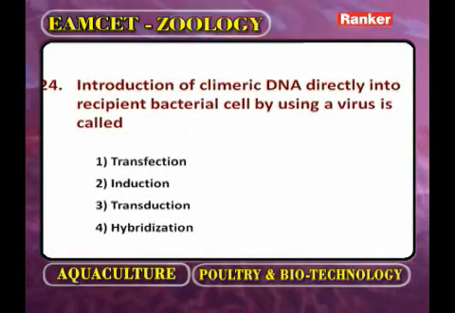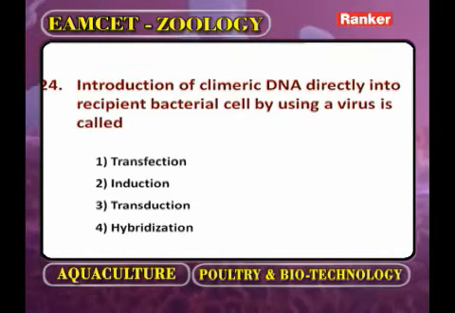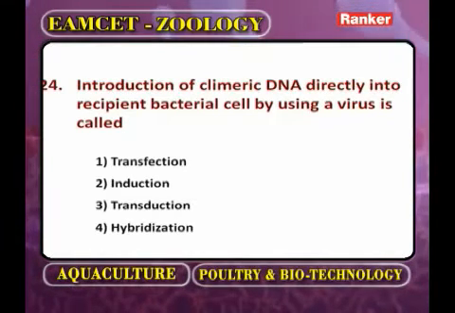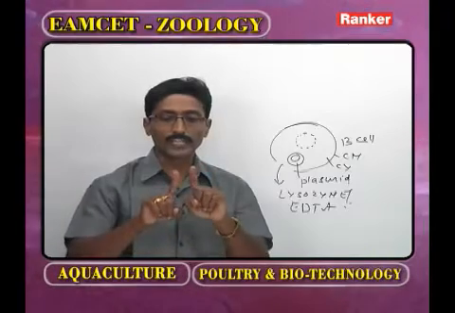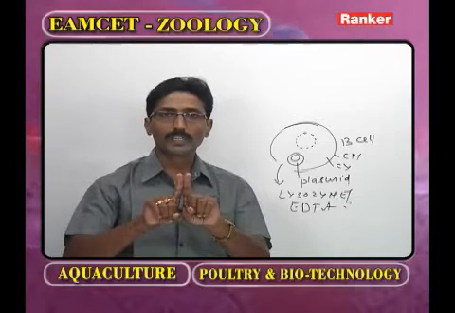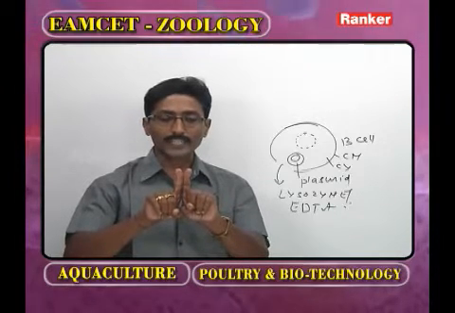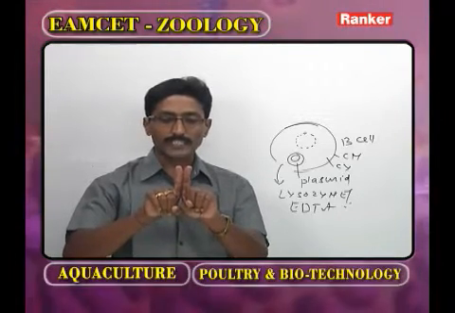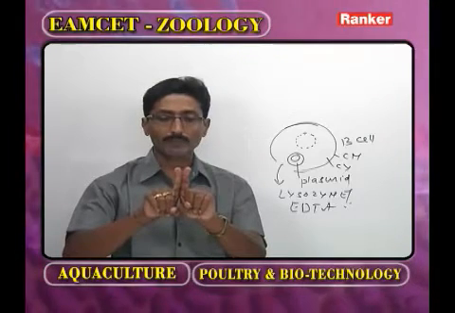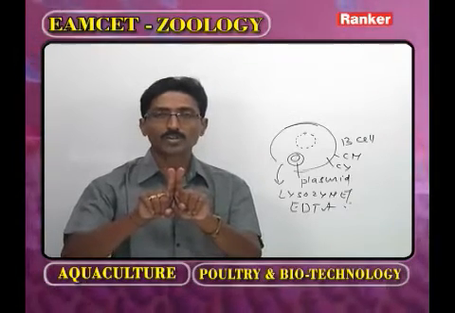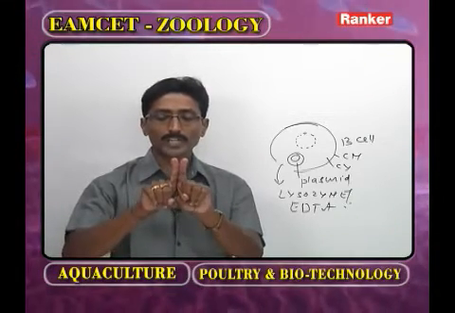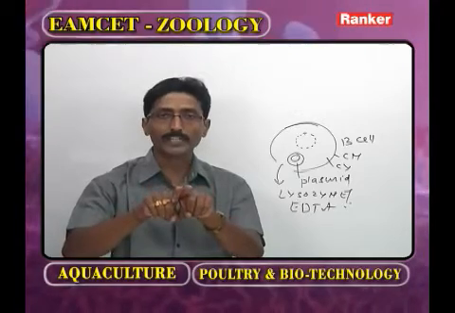Introduction of chimeric DNA. What is meant by chimeric DNA? The part of donor DNA and the part of vector. Now we are getting the recombinant DNA. This recombinant DNA has the properties of vector as well as donor. So it is called recombinant DNA or chimeric DNA.